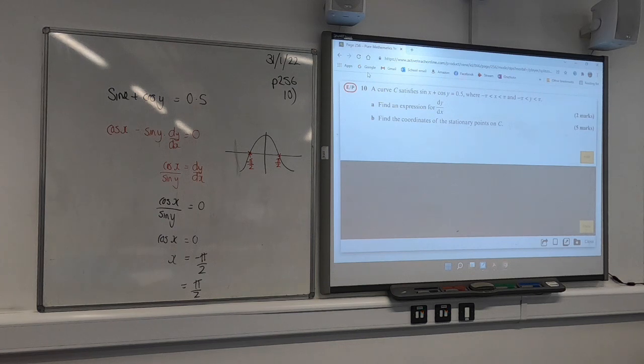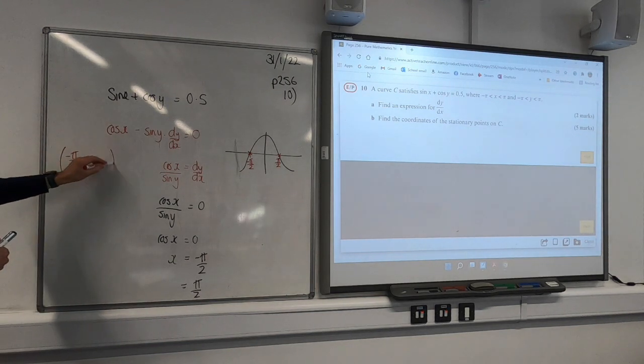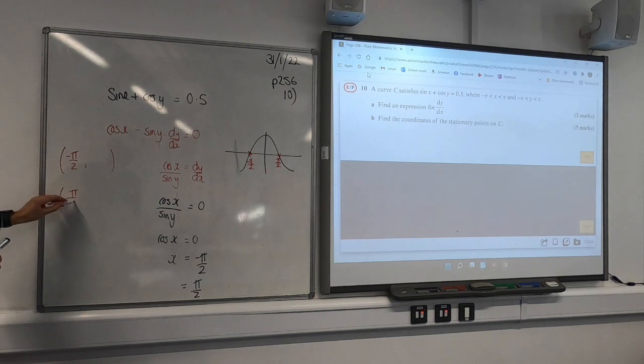So does that mean, Matt, we are going to get a turning point when x is minus pi over 2 and a turning point when x is pi over 2? The fact I'm asking you maybe suggests it's not quite as straightforward as that. So what am I going to do to work out the y values?